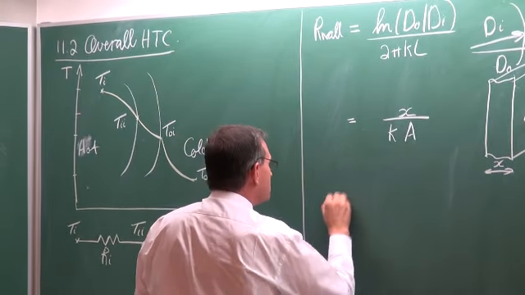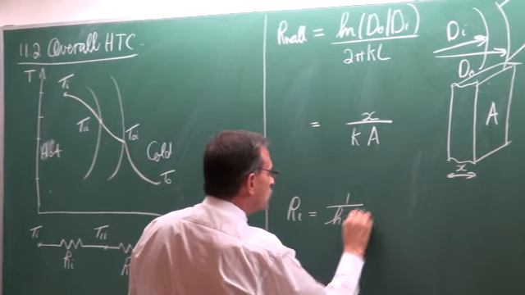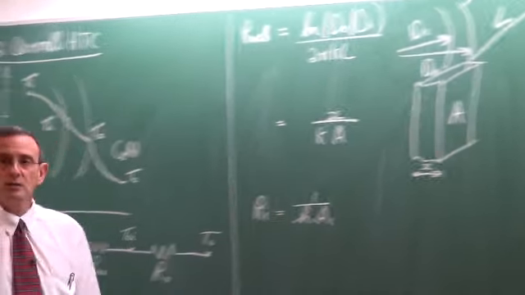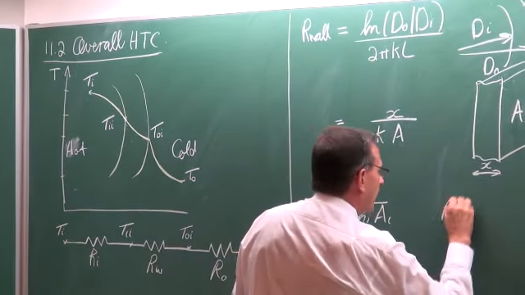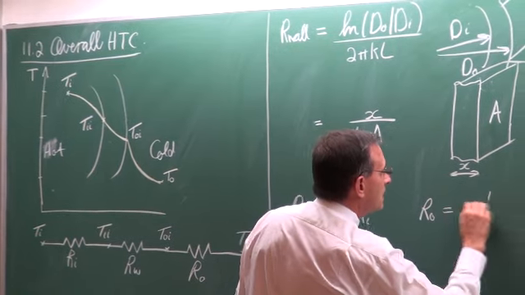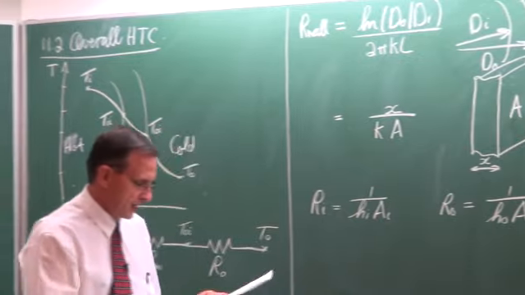And the resistance on the inside would be 1 divided by the heat transfer coefficient on the inside multiplied by the area on the inside, while the resistance on the outside is equal to 1 divided by the heat transfer coefficient on the outside multiplied by the area on the outside.